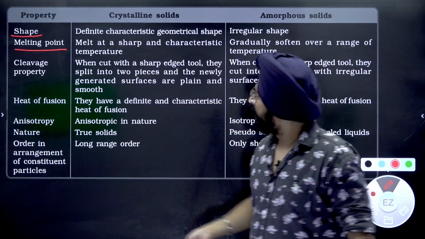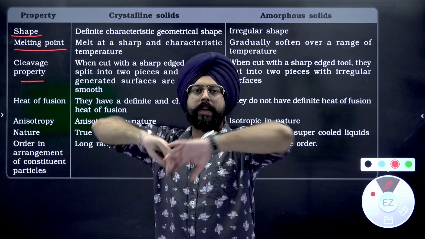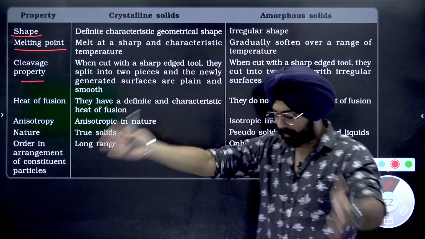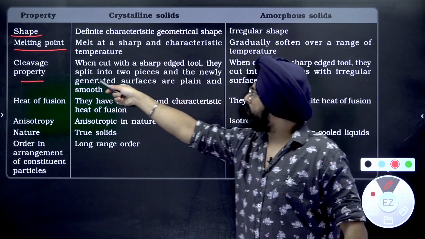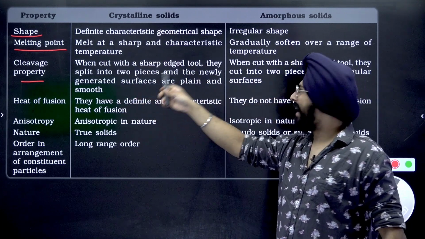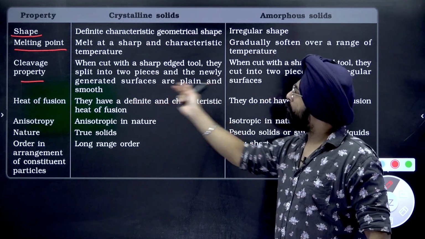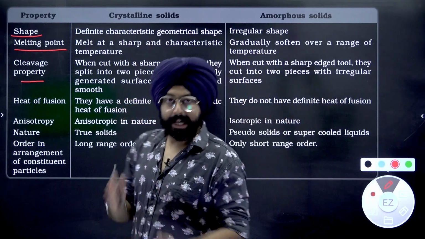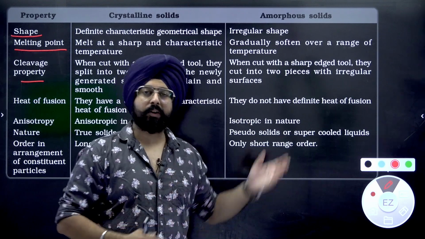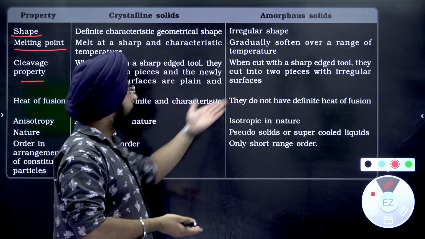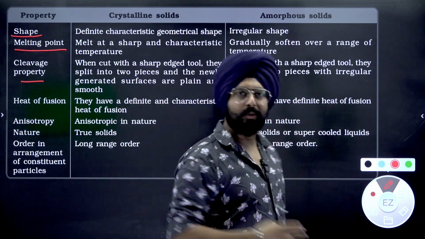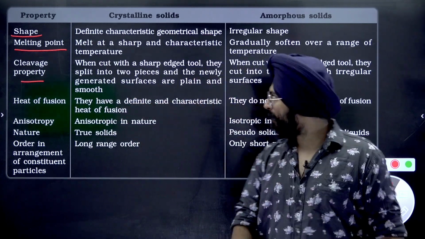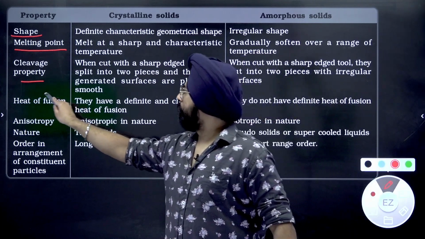All right. Cleavage property. Cleavage means to break something, to cut something into two. When you cut crystalline solids with a sharp-edged tool, they will split into two pieces, and the newly generated surfaces are plain and smooth, characteristic shape. Whereas on the other hand, like charcoal, if you cut it into two pieces, totally irregular. Diamond, charcoal. Always keep that example in your mind. Heat of fusion. What is fusion?